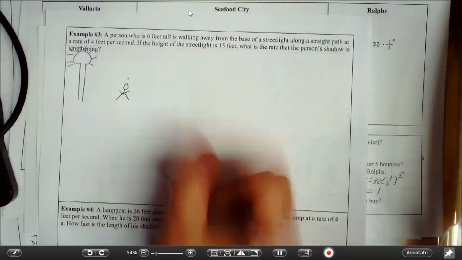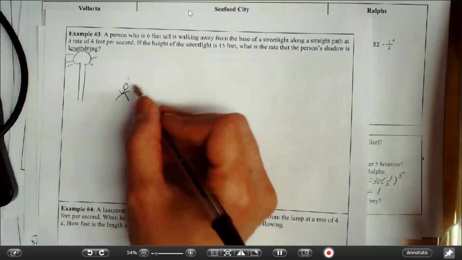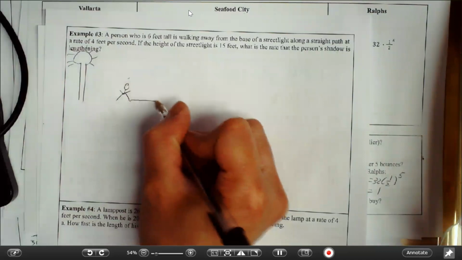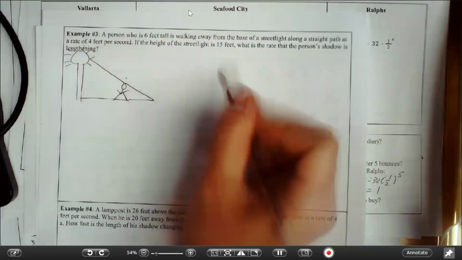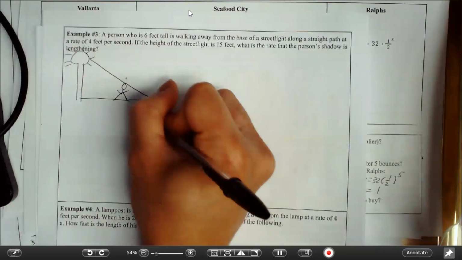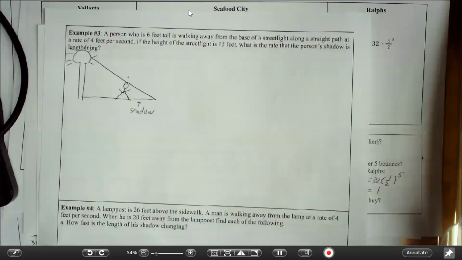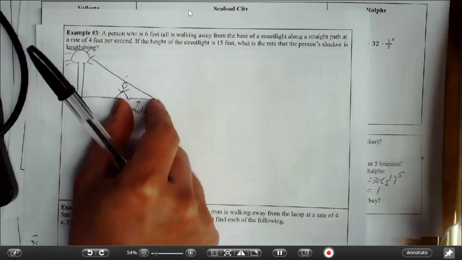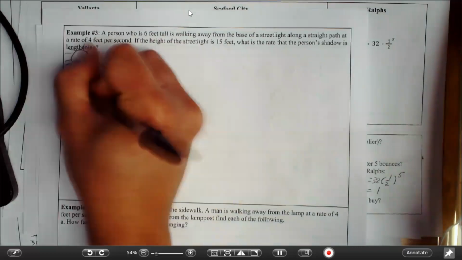Now, what's happening is the light is shining, but the way the shadow forms is the shadow forms behind the person, right? And so what happens is there's a triangle forming here. Okay? Where this is the shadow. And so we want to know how fast the shadow is changing. So I know that this is 6 and I know that this is 15.